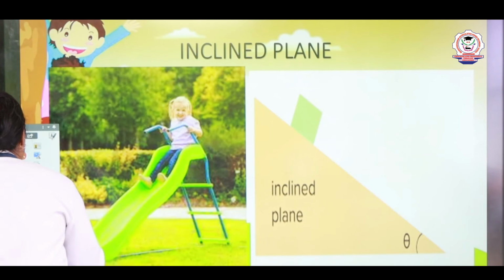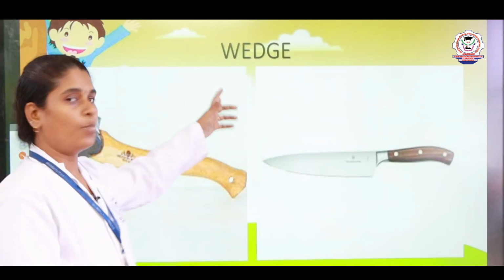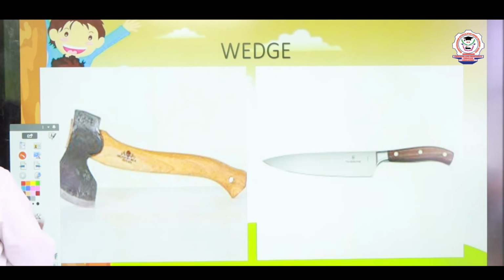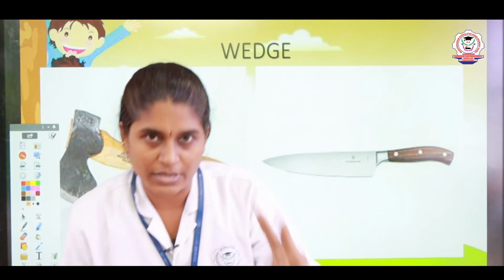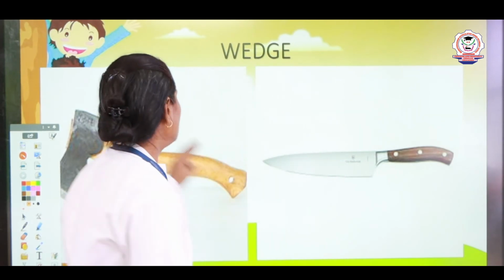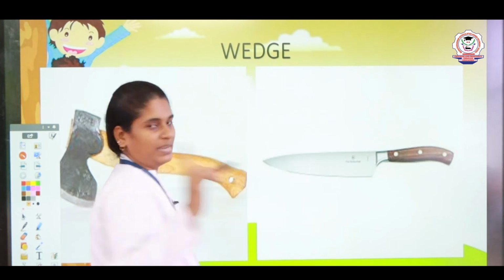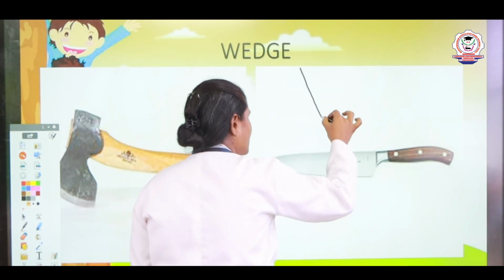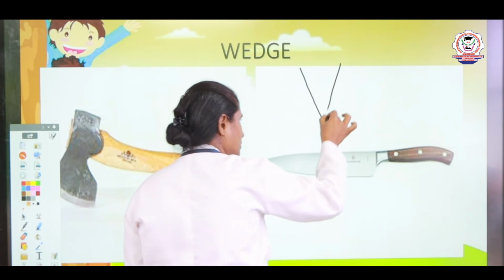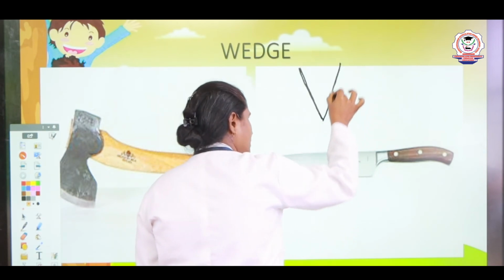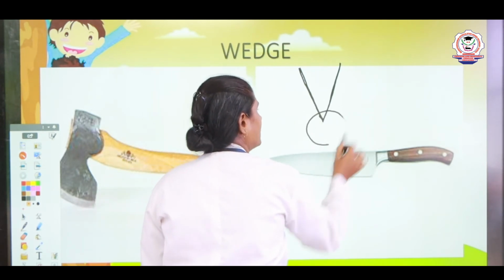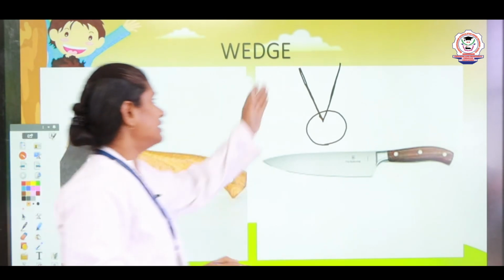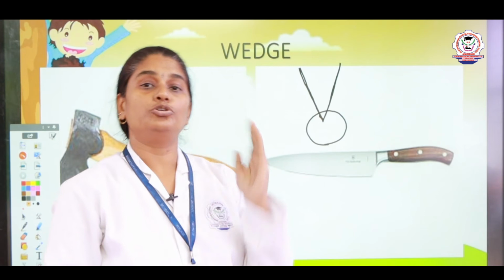Now, let us see the third one. The third one is wedge. What is wedge? Wedge is nothing but two inclined planes attached together to form a sharp edge. Here you can see two inclined planes. Okay. So, one inclined plane and then two inclined planes that are attached to form a sharp edge, right. This type of simple machine is used to cut the objects, right.